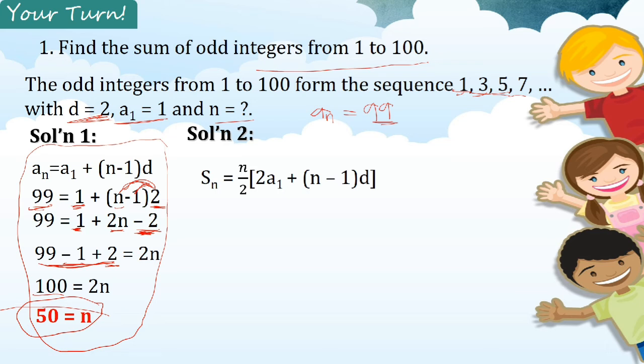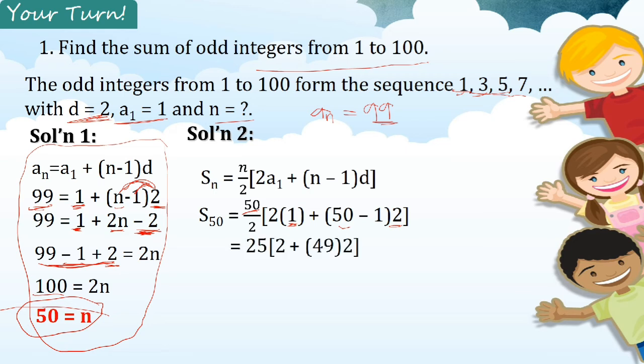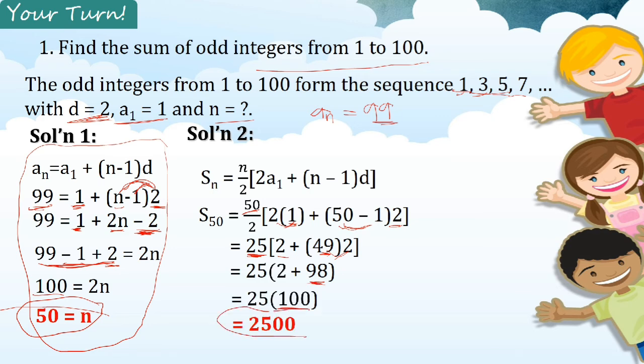So, n is 50. Substitute 50. First term is 1. Okay, n is 50 minus 1. Our common difference is 2. Then simplify. 50 minus 1 is 49. Okay, 49. So, 50 divided by 2 is 25. 2 times 1, that's 2. Then, 49 times 2 is 98. 98 plus 2 is 100. 100 times 25 is 2,500. Therefore, the sum of odd integers from 1 to 100 is 2,500.